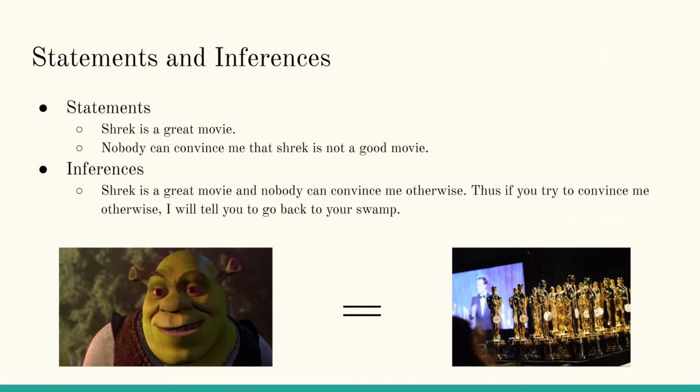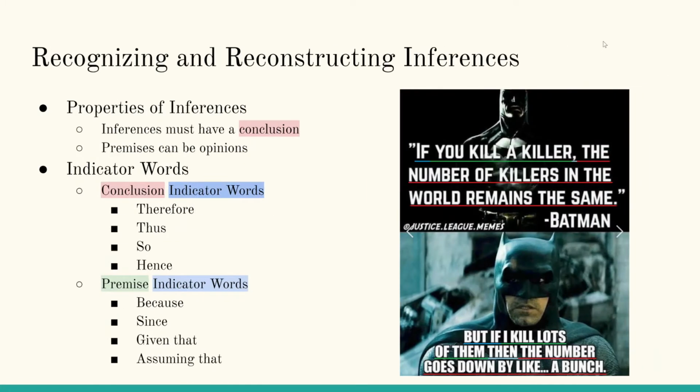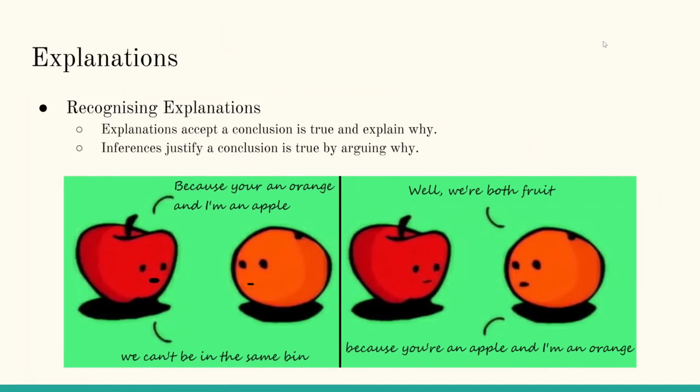Statements are true or false statements, and inferences are networks of statements. Inferences must have a conclusion, and premises can be opinions. Words like therefore, thus, so, and hence imply a conclusion, while words like because, since, given that, and assuming that imply a premise. Explanations accept a conclusion is true and explain, while inferences justify a conclusion is true by arguing why.